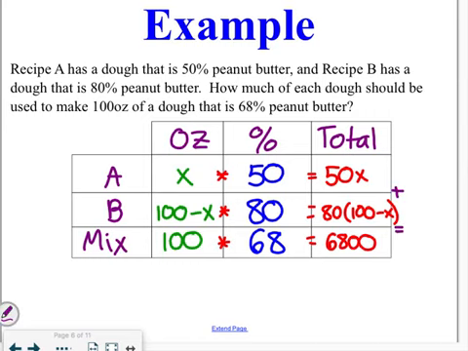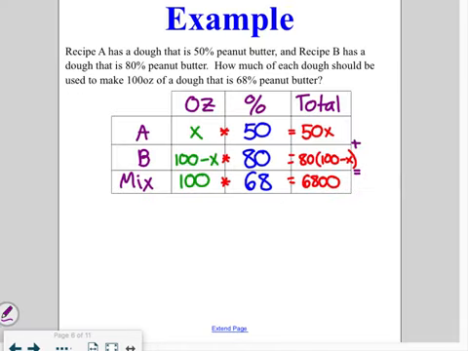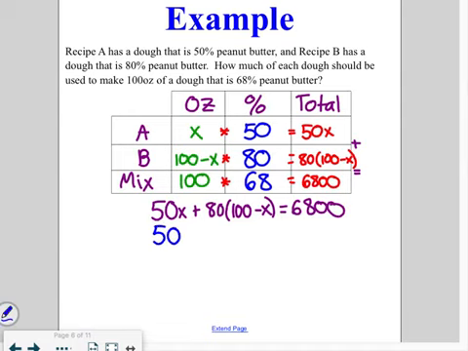To set up our equation, the two combined is equal to the last one. So I'm going to end up with 50x plus 80 times 100 minus x is equal to 6,800. Using distributive property, I end up with 50x plus 8,000 minus 80x is equal to 6,800.